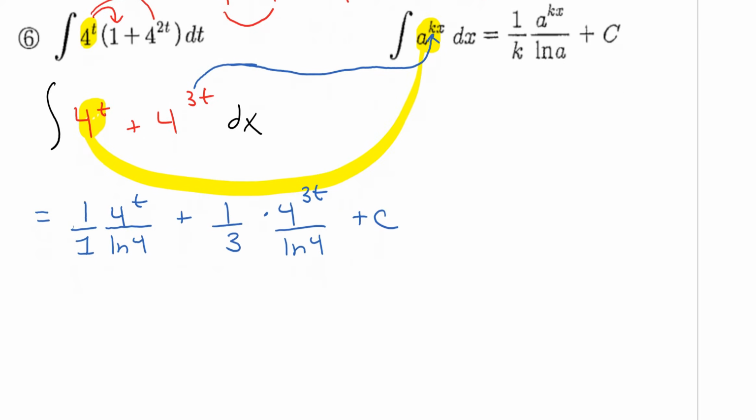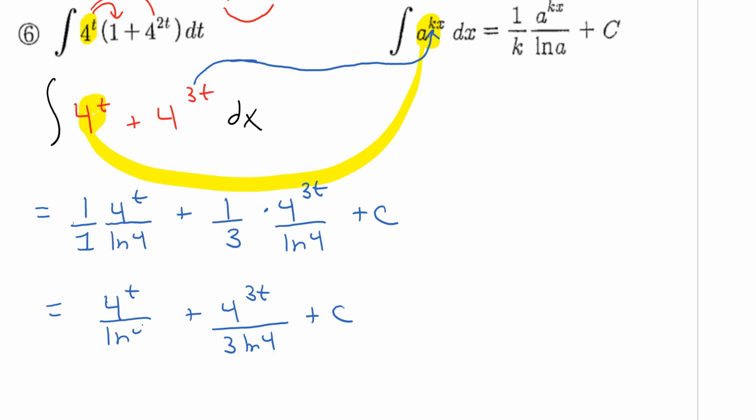And for that one, you could definitely clean this up a little bit, but all I can really do is do 4^t divided by ln 4 plus 4 to the power of 3t divided by 3 ln 4 and then plus c. And that should do it for that particular problem. All right, so the first few questions, definitely not too hard.